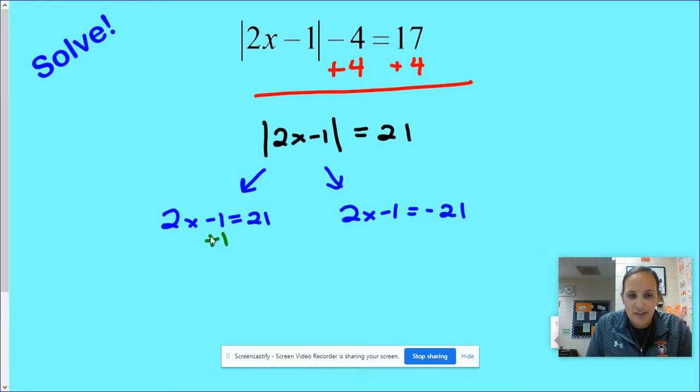So here I'm going to add 1. 2x equals 22, divide by 2, x equals 11.